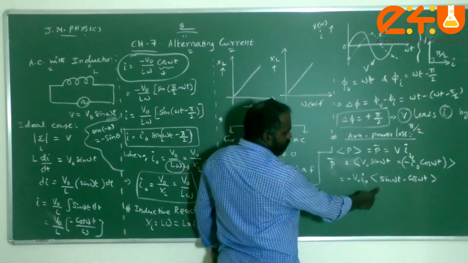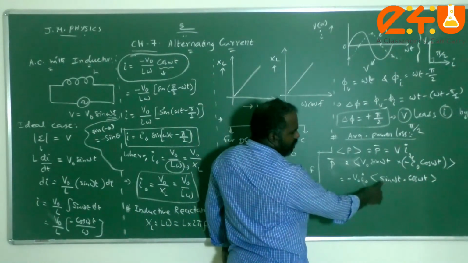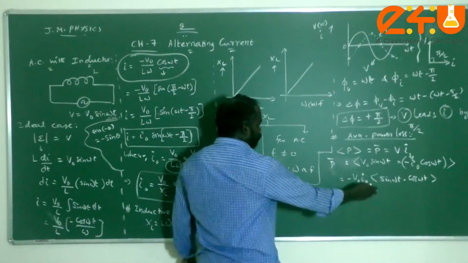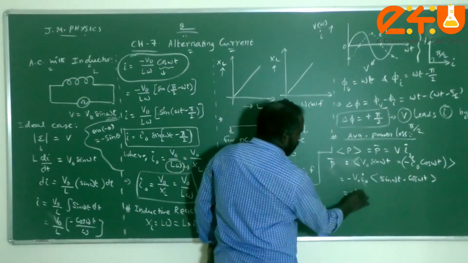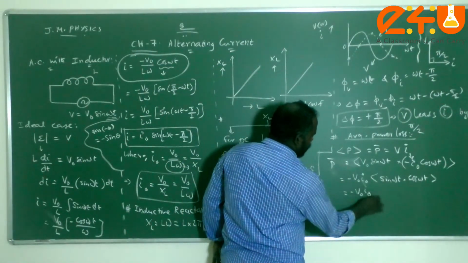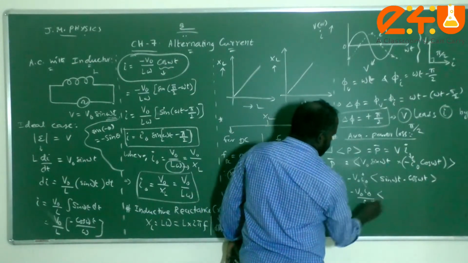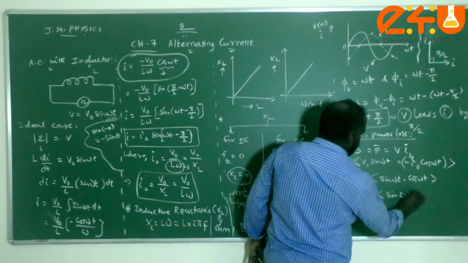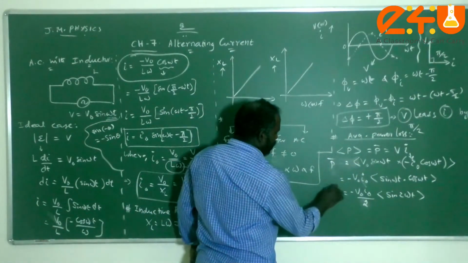Multiply and divide by 2. Then we get 2 sin A cos A, which is nothing but sin 2A. So, just do the mathematical work: minus V naught I naught divided by 2, and this value is sin 2 omega t. So this is the power equation.